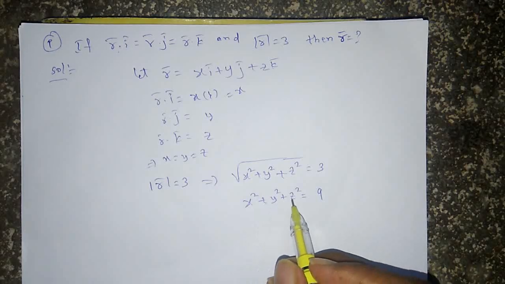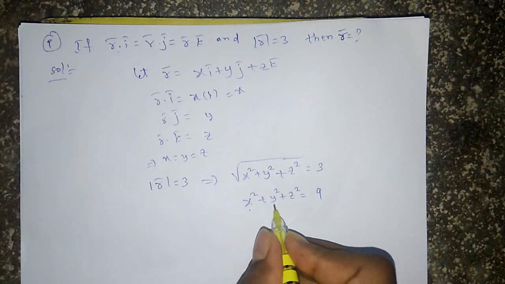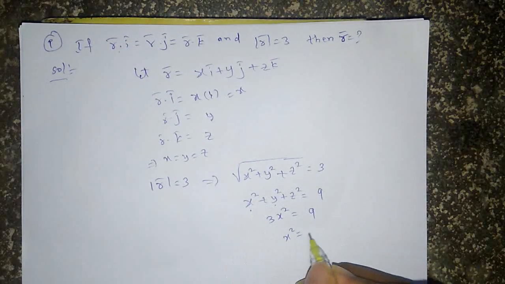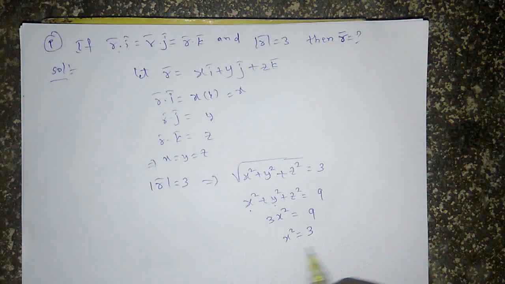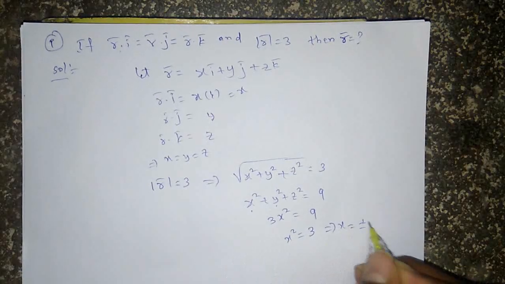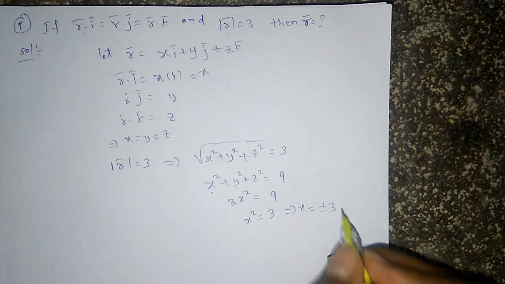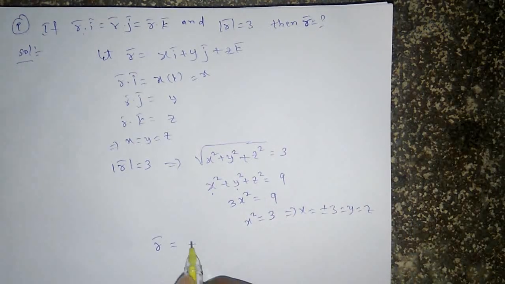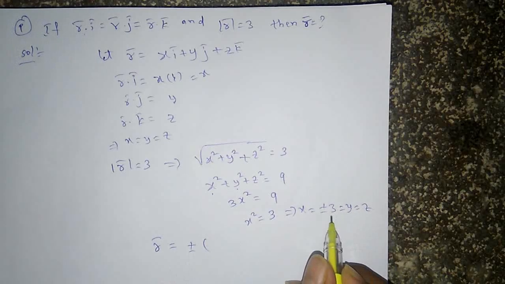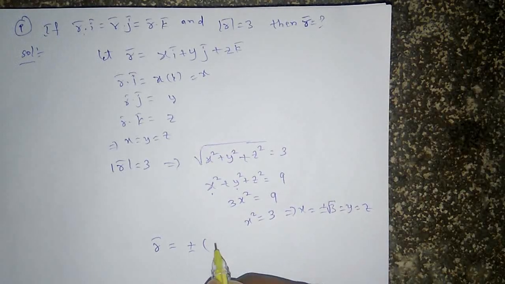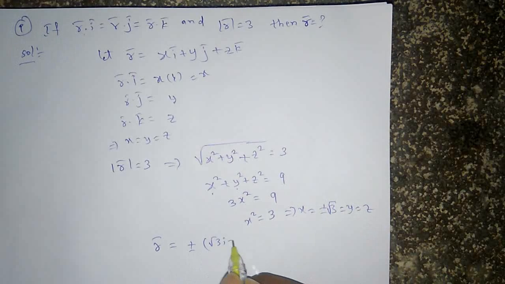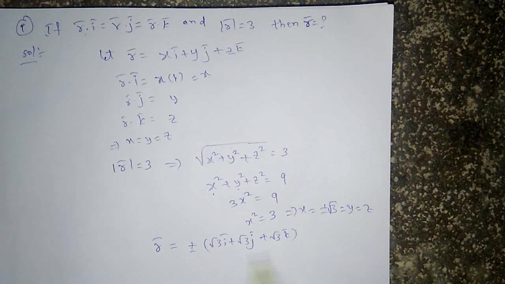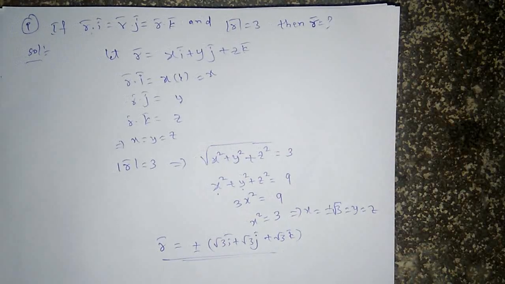Now x is equal to y is equal to z, you can substitute here, and this will be 3x square is equal to 9, which implies x square is equal to 3, which implies x is equal to plus or minus root 3. y is also the same, z is also the same, therefore r bar is equal to plus or minus root 3 i bar plus root 3 j bar plus root 3 k bar, that is r bar.